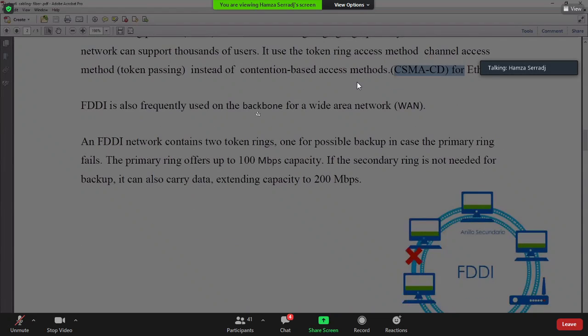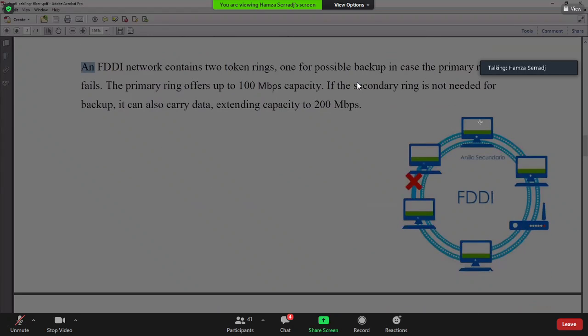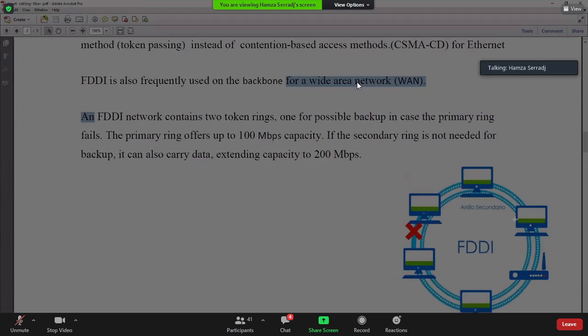FDDI is also frequently used on backbones of the internet. We can have a bigger concept of this, like linking two backbones, distributing backbones in many different directions. We put a ring of FDDI in the middle also. So there are many architectures that can be complex in there.